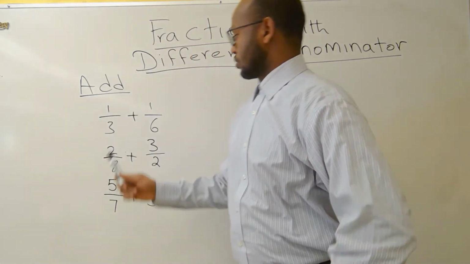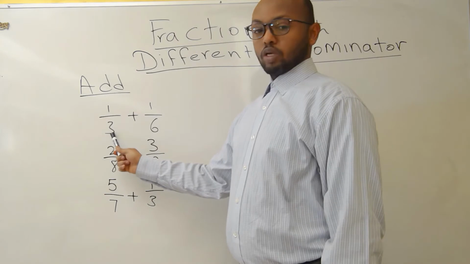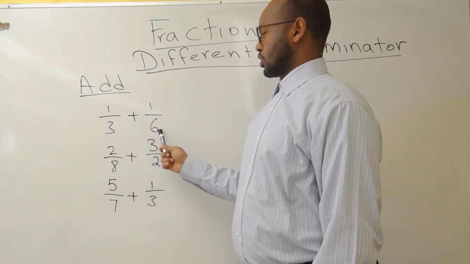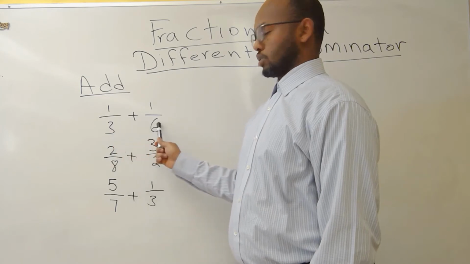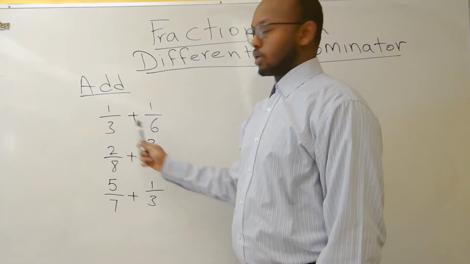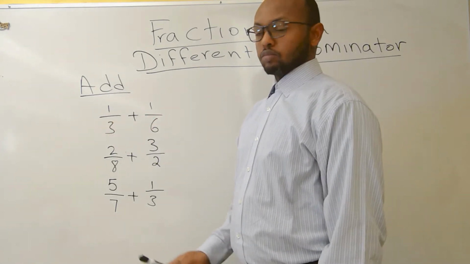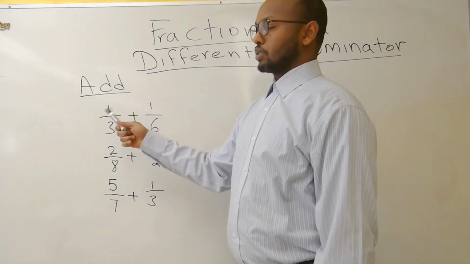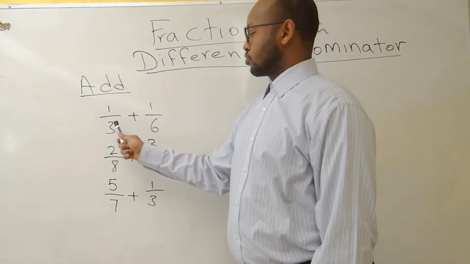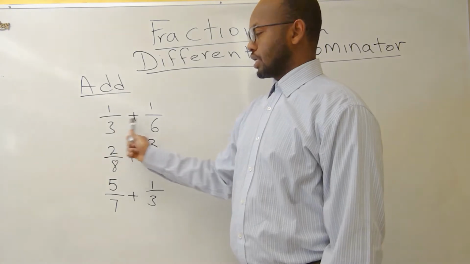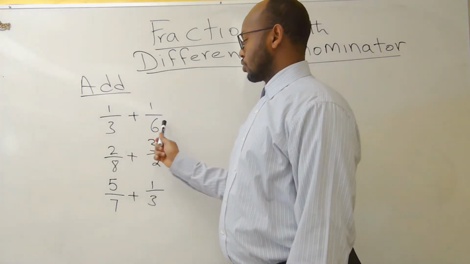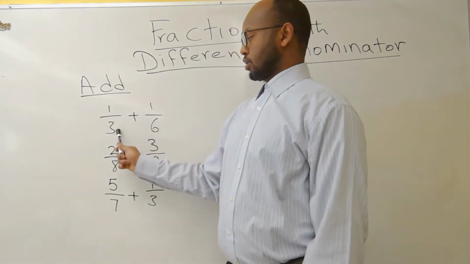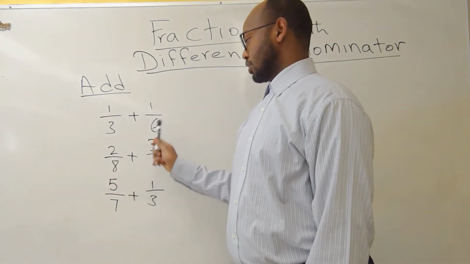Okay, so here we have 1 over 3 plus 1 over 6. Here the denominators are 3 and 6. They are different, so I cannot add the tops. To add the fractions, I have to make the denominators the same. How? I look at the smallest one. The 3 is smaller than 6.